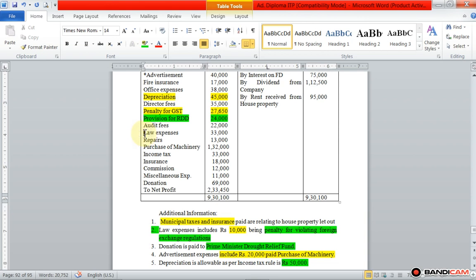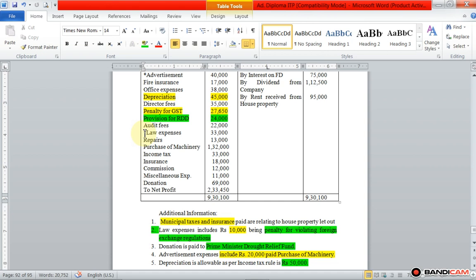Then law expenses. Additional information is provided on the law expenses. Additional information number 2: law expenses include rupees 10,000 being penalty for violating the foreign exchange regulations. So make a star in front of law expenses, because 10,000 is a disallowed expense of the company. Then repairs. Additional information is not provided on the repair, so we consider that the repairs relate to the company.